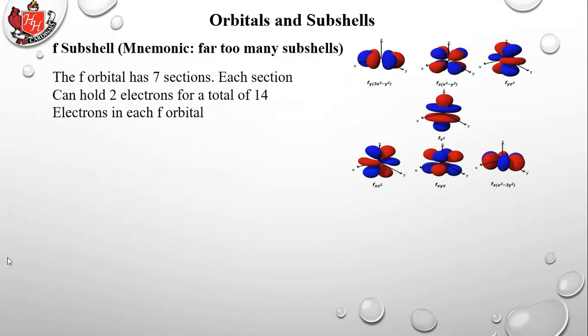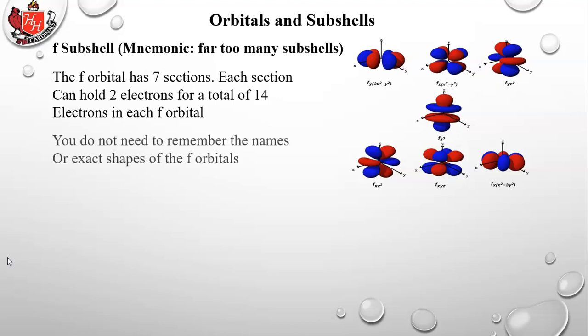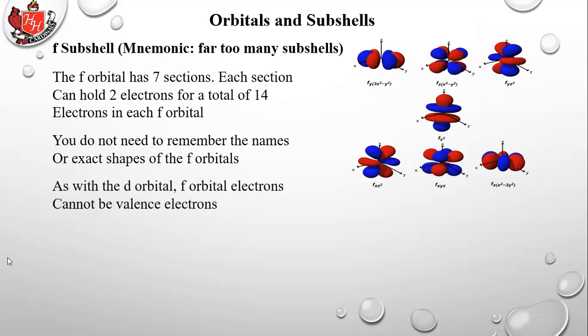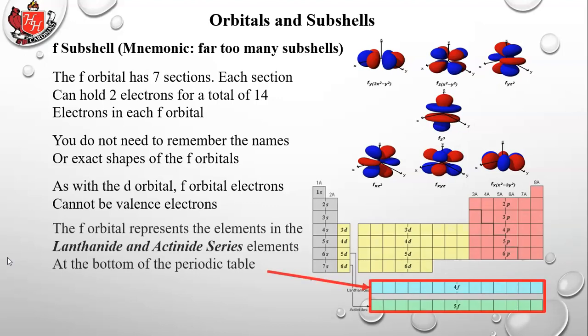And then the F subshell, we're going to talk about that almost not at all, but it has 7 different subshells within the F subshell. Each section can hold 2 electrons for a total of 14 electrons in the F orbital or F subshell. You do not need to remember the names or exact shapes of the F orbitals. As with the D orbital, F orbital electrons cannot be valence electrons.